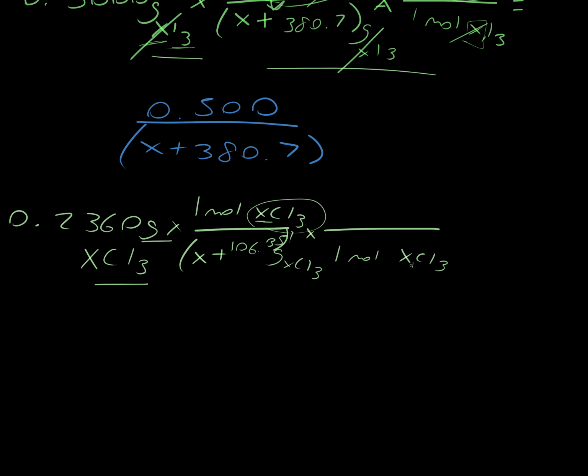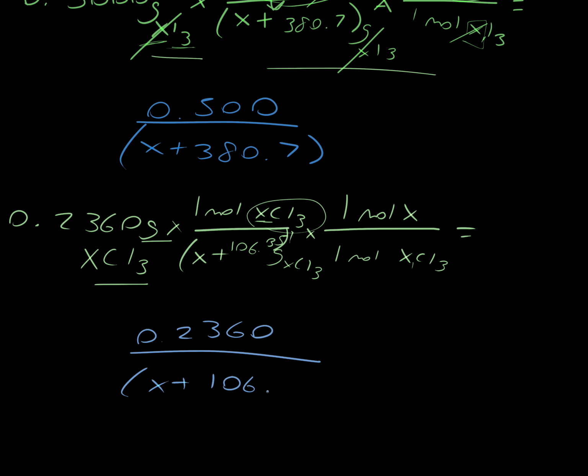And again, this has a 1 on it. So it's going to be 1 mole of X. And that's going to give us what we want, right? The moles of X. So once we multiply that all together, we're going to get 0.2360 divided by X plus 106.35. And that's going to be our moles of X. And this is also going to be our moles of X. Moles of X, moles of X.